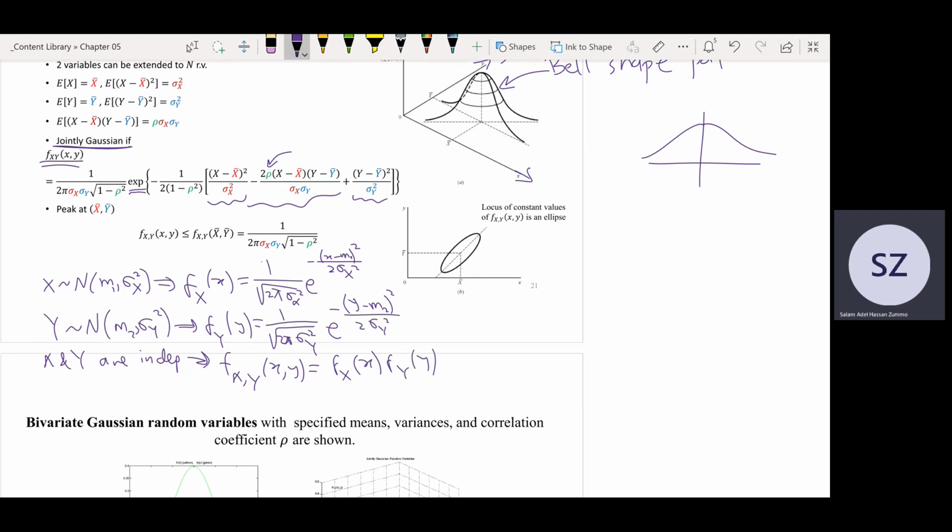Now if I multiply this with this, what do I get? Constant multiplied by constant, multiplied by an exponent e to the minus x blah blah blah, multiplied by an exponent e to the minus y blah blah blah. If I multiply two exponents, then I can have one exponent with the addition. So basically, if they are independent, then I have the joint PDF as a constant multiplied by one exponential with the exponent as a term with x minus m1 squared divided by 2 sigma, and another term with this.